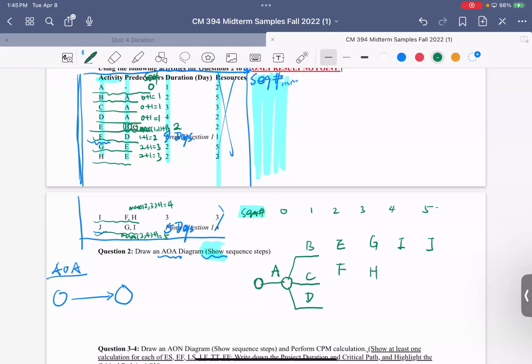So looking for the next one, let me clean here. The next is E, which is after B and C. Can we do this? Then we need a dummy. Is that correct? Otherwise, B and C will be the same thing, right? So we need a dummy here. And we're looking for F, which is after D, so we can move this F down.